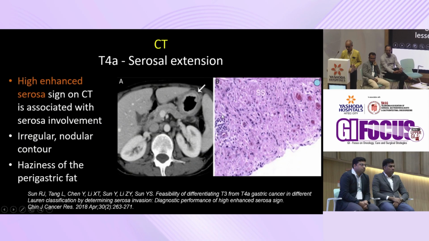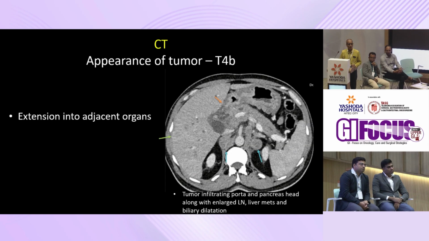Now, one sign which has been described recently is called the high enhanced serosa sign on CT, where whenever you have a thickening of the tumor, you find an enhancing serosa at that point of thickening or the presence of tumor, and this sign has been found to be very sensitive as well as accurate to identify extraserosal spread of cancer, especially in T4A lesions. Of course, when you have an irregular nodular extension to the adjacent gastric mucosa and haziness of the perigastric fat, that's a very classic marker of T4 disease.